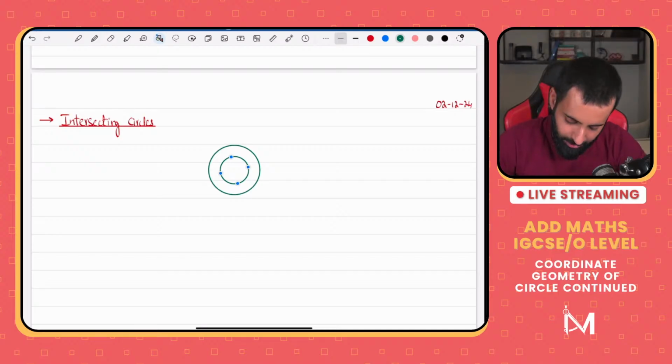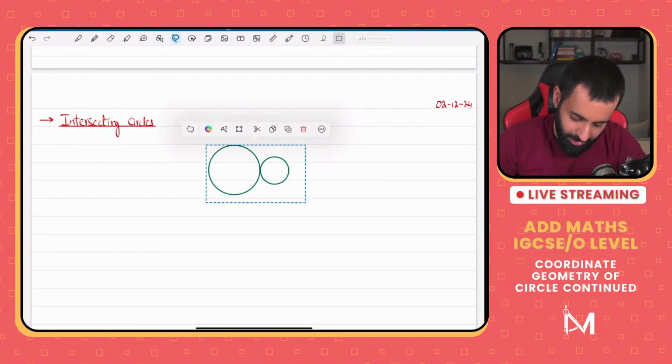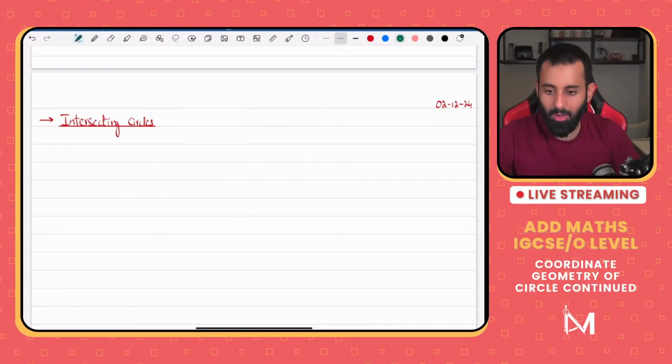Okay, so let's go over it one more time. Here is one way circles don't intersect, here is another way circles don't intersect. Now, here is one way that circles touch, and here is another way that circles can touch. So that's what we're going to do. We're going to find out what the possibilities are, or how we identify whether the circles are going to touch, intersect, or not touch at all.